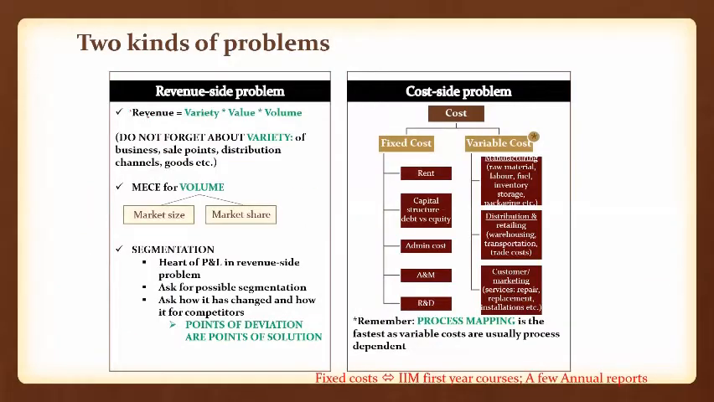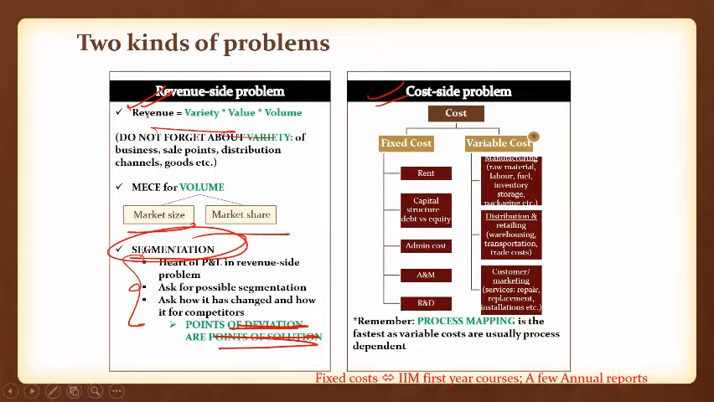Okay. So now I hope that these issues make sense. How do we break down revenue, market size, market share, segmentation, how we are using segmentation over and over again, and typically wherever we find a deviation and I keep comparing things between me and the competitor and me and my own past, those are the points from where insights will emerge.